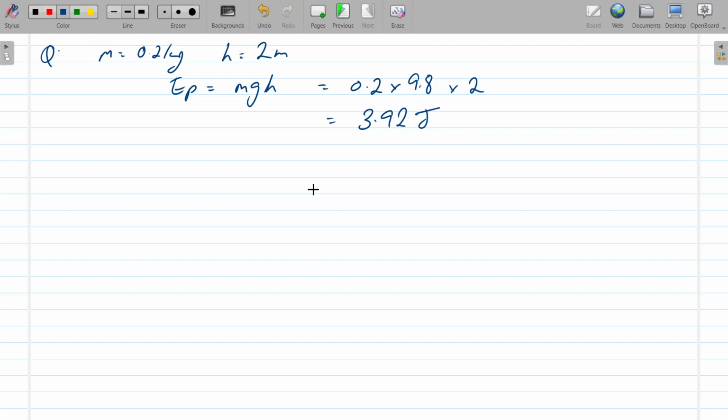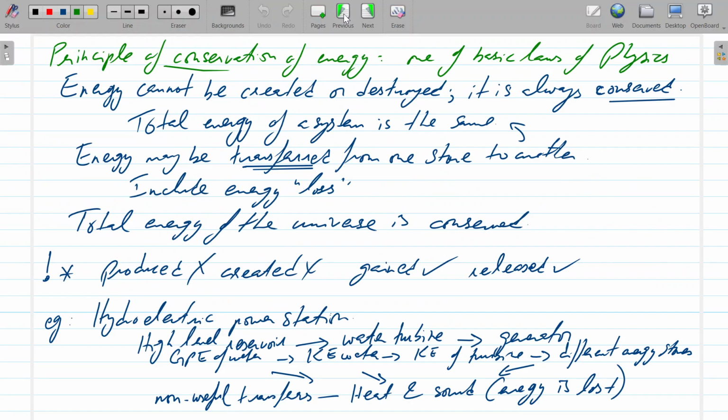Okay. Now, conservation of energy. And to explain that, we are going to talk about both gravitational potential energy and kinetic energy. So the concept of conservation of energy was covered earlier. Let's just go back. The principle of conservation of energy is one of the basic laws of physics. Energy cannot be created or destroyed. It is always conserved, means it is always transferred from one store to another. That is what you need to keep in mind, including energy lost.